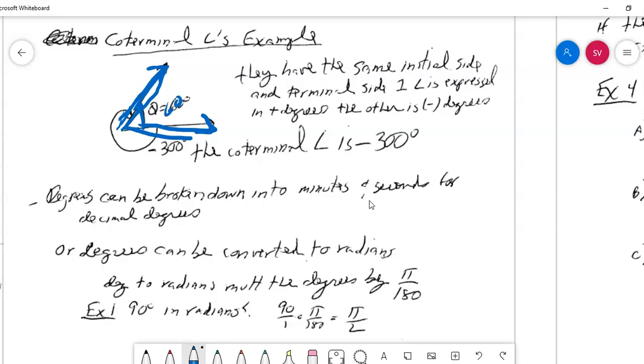However, you could go clockwise instead of counterclockwise. And in order to reach this point right here, just remember one full rotation is 360 degrees. Well, if this wedge right here is 60, then you have to go 300 degrees in the opposite direction to get to the same point. So 60 degrees and minus 300 degrees are coterminal angles of one another.